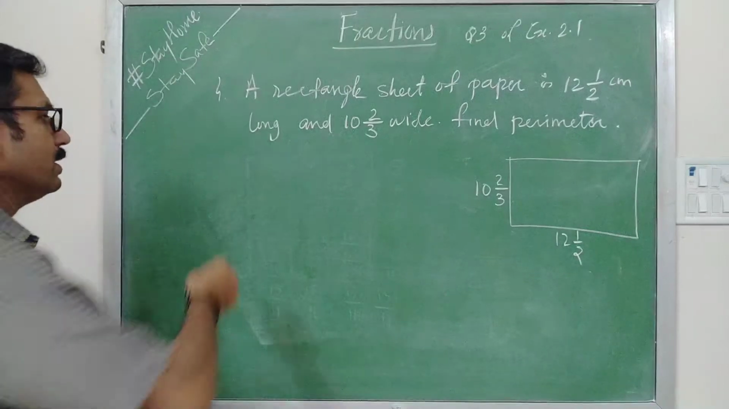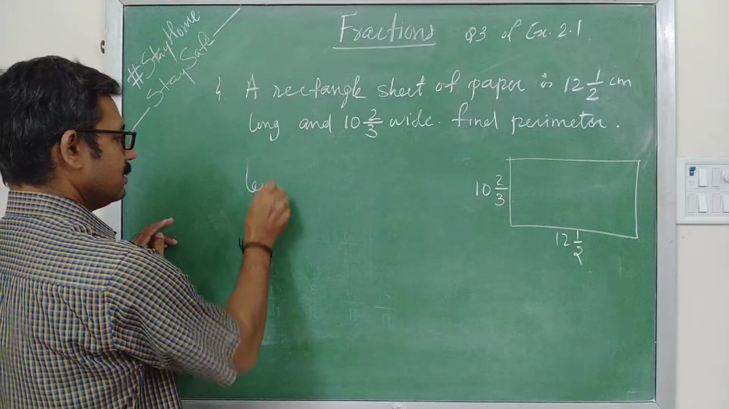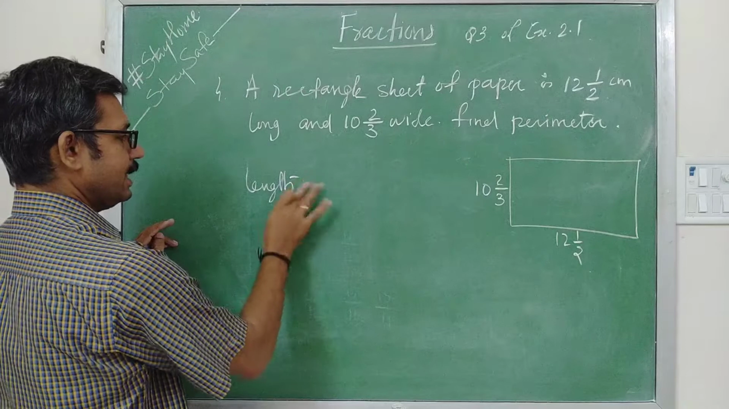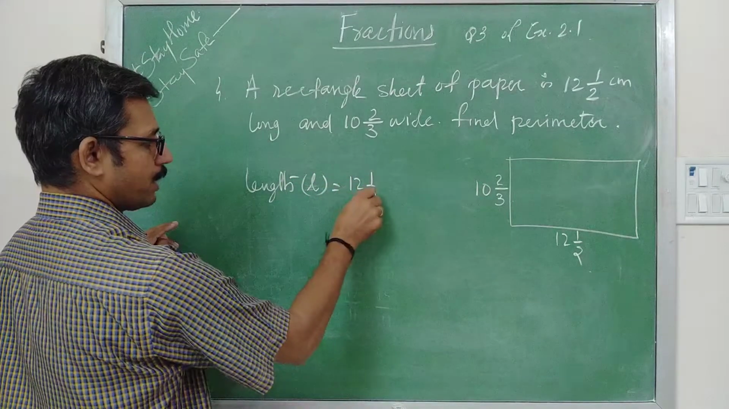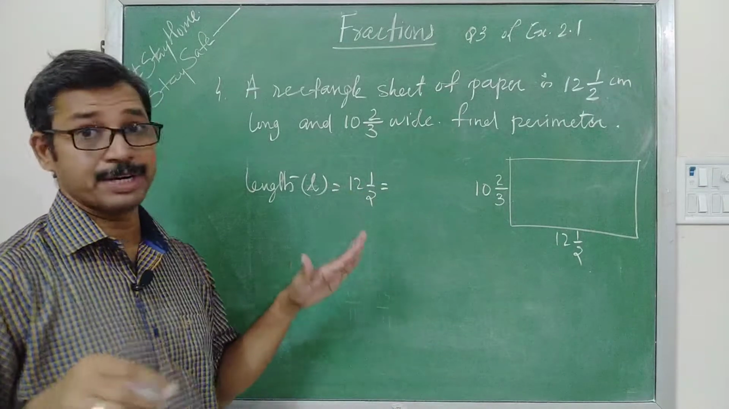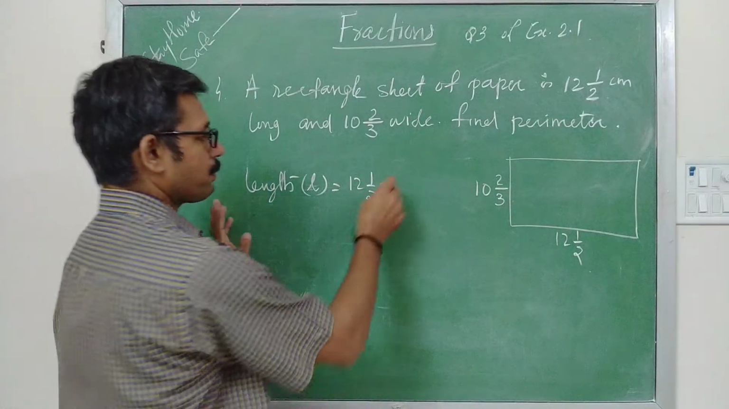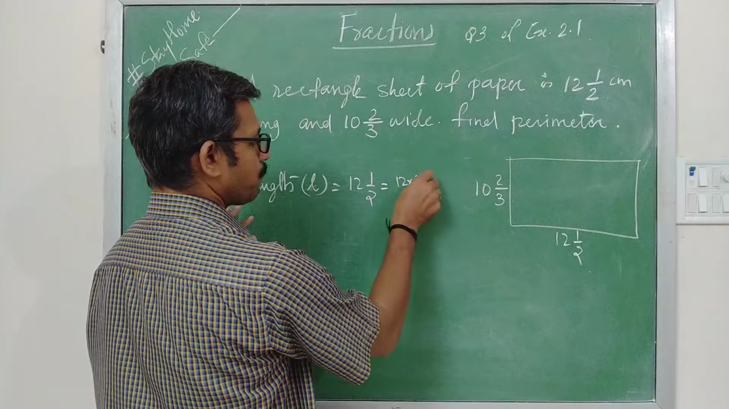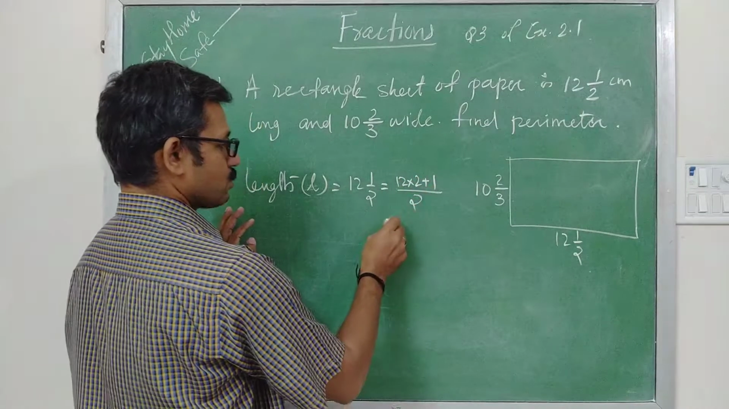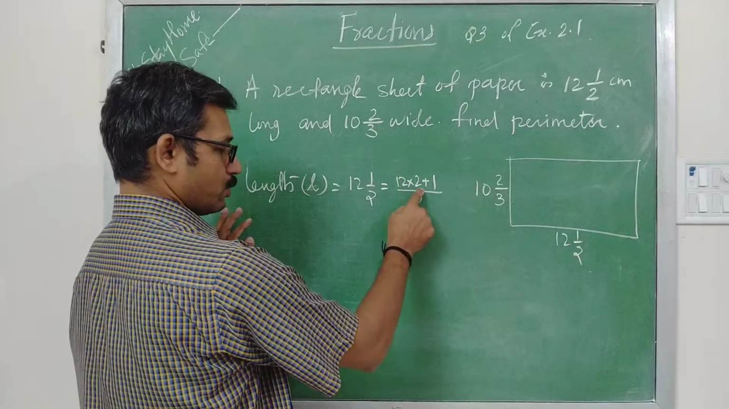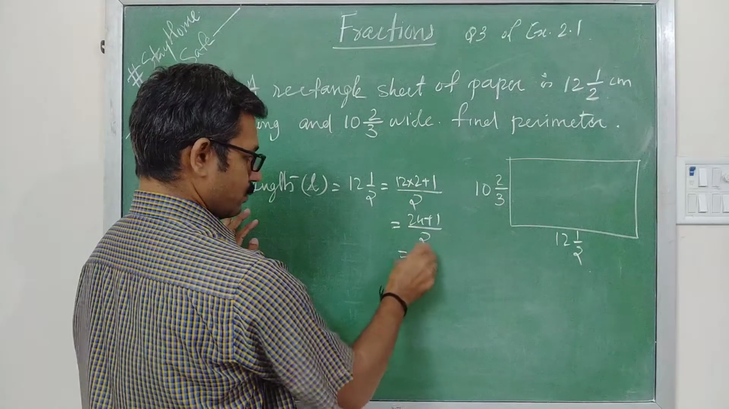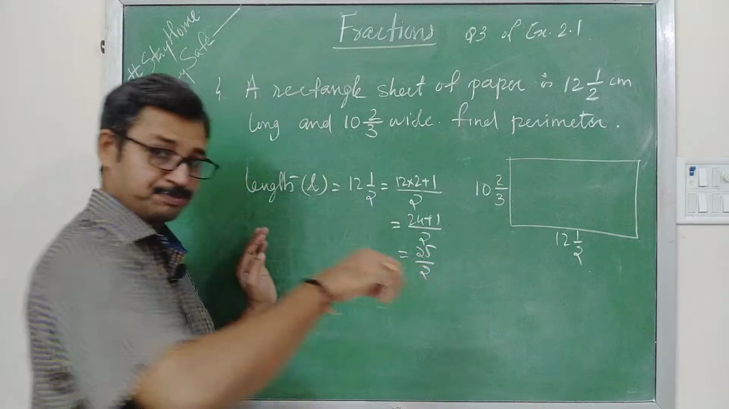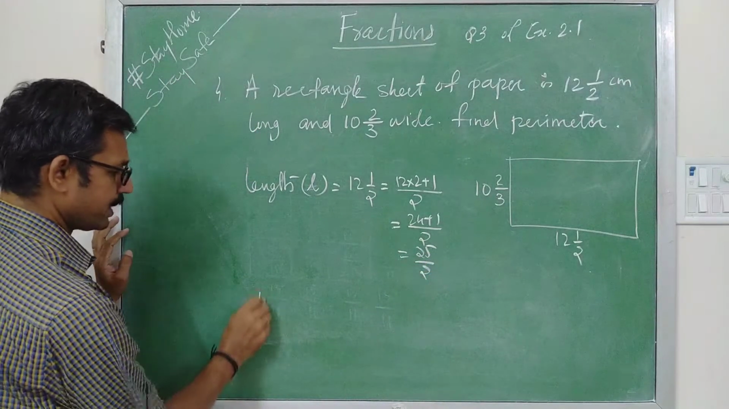So what we will do here? First we will write the length. Length L is equal to 12 integer 1 upon 2. Now we have to convert it into an improper fraction. Improper fraction means 12 into 2 plus 1 upon 2, correct? So which is equal to 24 plus 1 upon 2, that is 25 upon 2. Sure.